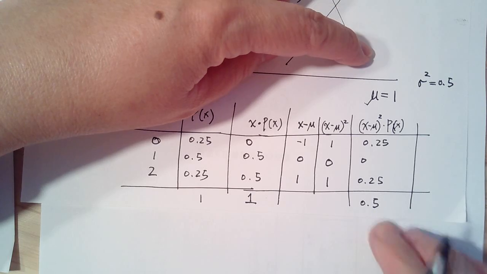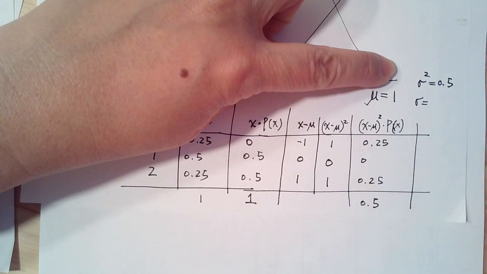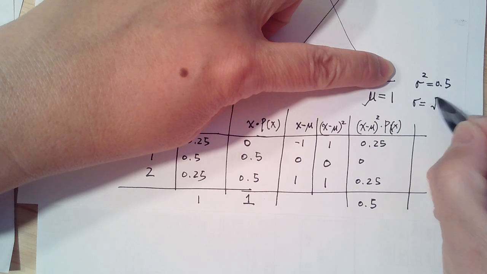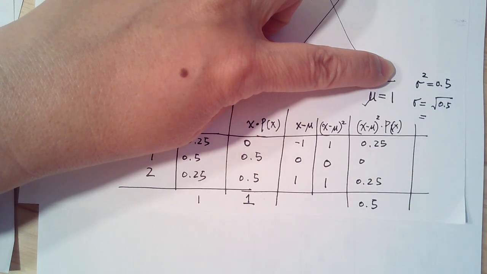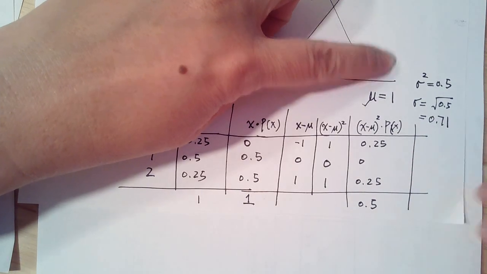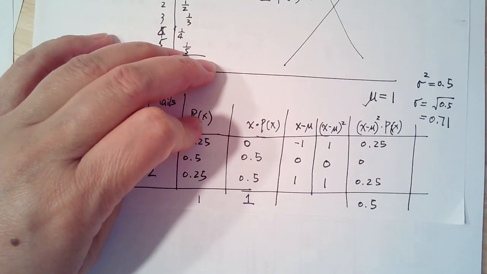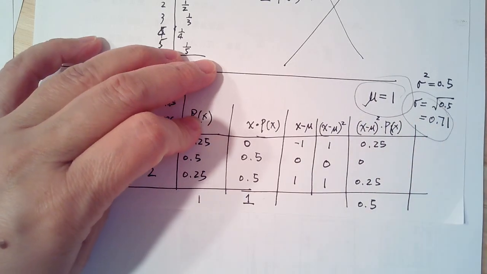And then what is sigma? Sigma is just the square root of it. So it's the square root of 0.5. The answer is 0.71. So we got the mean, we got the standard deviation. That's what you should do.